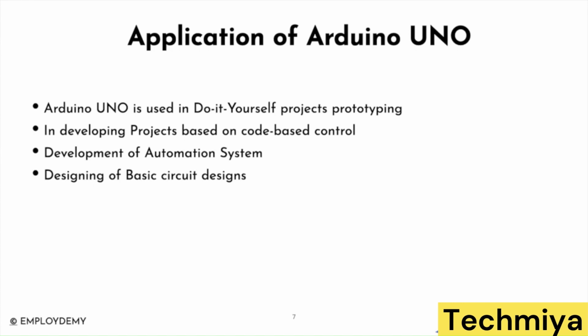Arduino is also used in developing projects based on code-based control. If you have to control a few sensors, or control something based on the program, you can straight away use an Arduino Uno. It is also used in automation systems. If you want to fetch some sensor data and trigger some actuators, you can go ahead and use the Arduino. Also it is used for basic circuit design. If you have some basic circuit to be designed, you can straight away use an Arduino board. So these were a few slides about Arduino Uno.